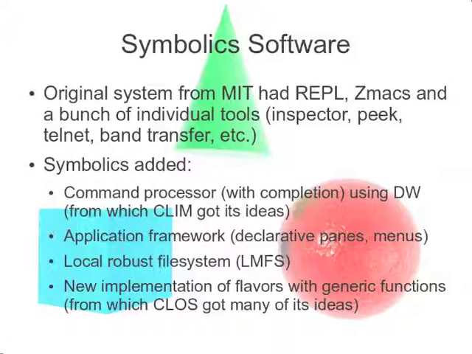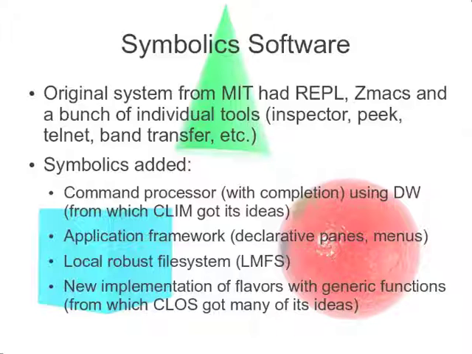So Symbolics added a lot of software. When we got the original system from MIT, it had Command Lisp listeners, and it had Zmacs, which is an Emacs-like editor written in Lisp, and lots of individual tools like an inspector and band transfer and various things. And I'm going to demonstrate some of these things.